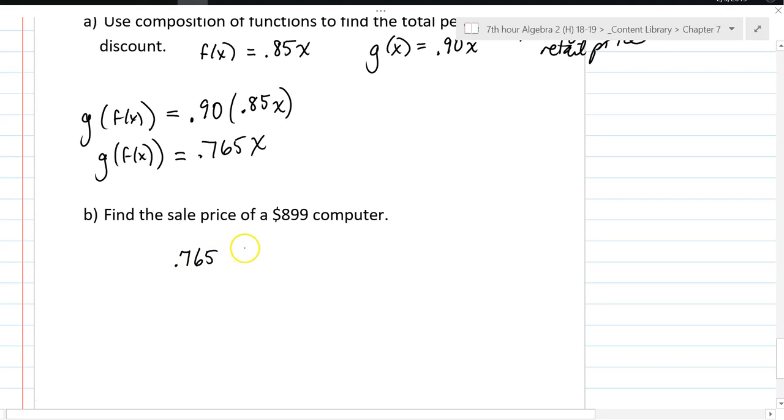So we can find the sale price of an $899 computer. So we want g of f of $899. That's what we want. So that's going to be 0.765 times $899, which is $687.74.